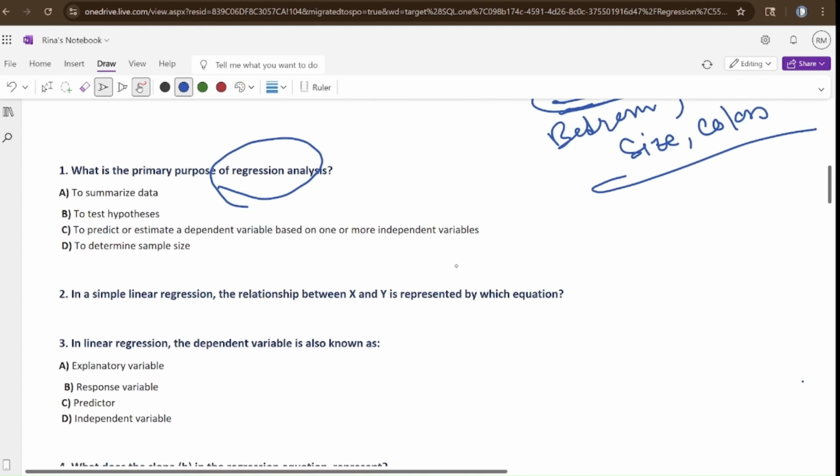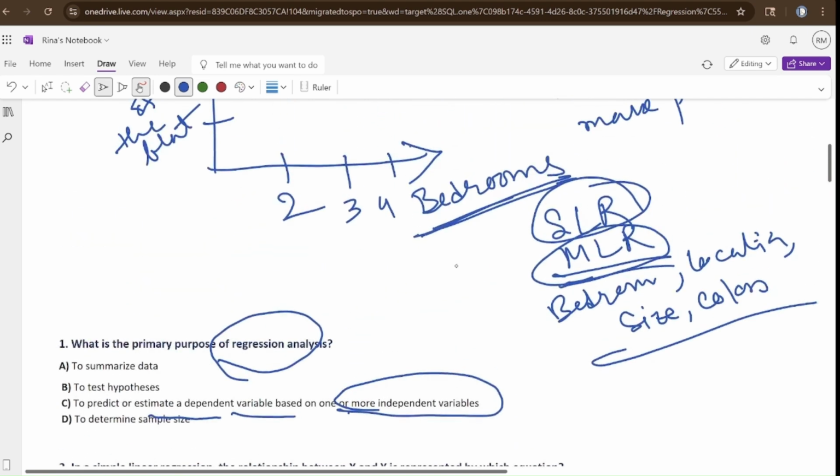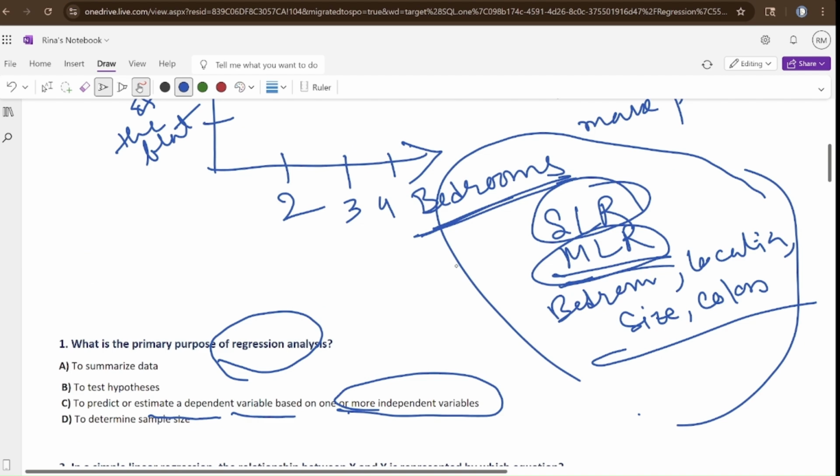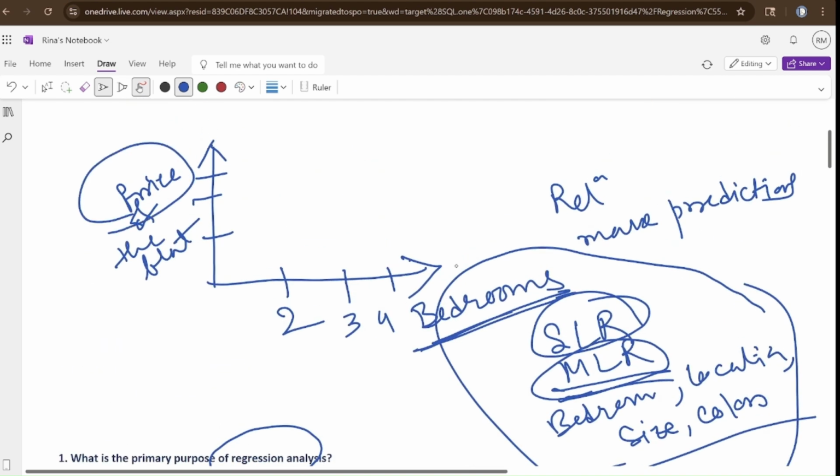So what is the primary purpose? To predict a dependent variable based on one or more independent variables. These are independent variables and price is the dependent variable because price depends on these variables.